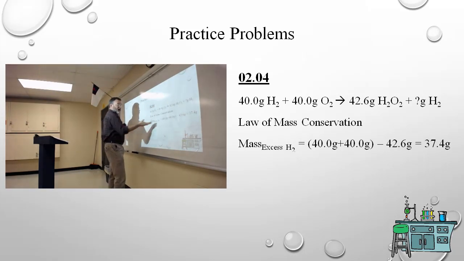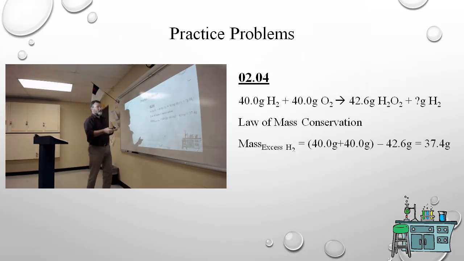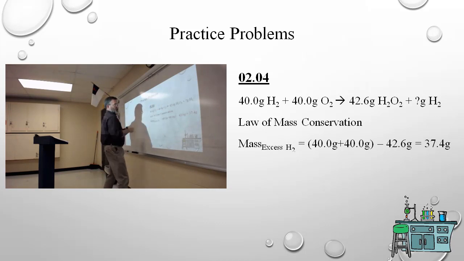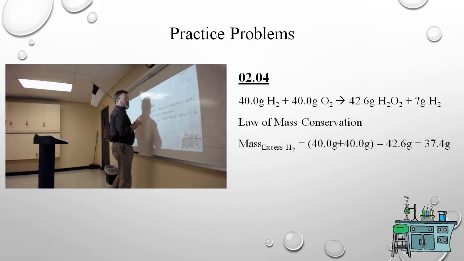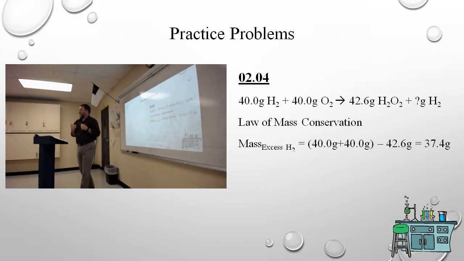So we figure out that the excess hydrogen is equal to whatever we put in, 80 grams, minus how much of the right stuff we made. And by doing that, we see that 37.4 grams of hydrogen was left over at the end of the reaction. We had 37.4 grams too much hydrogen.